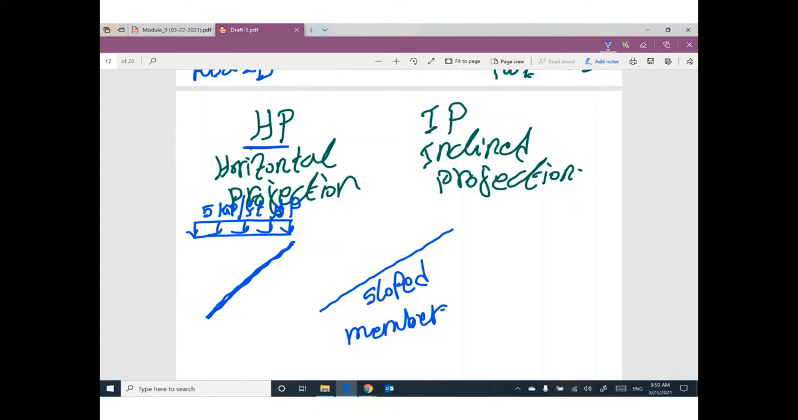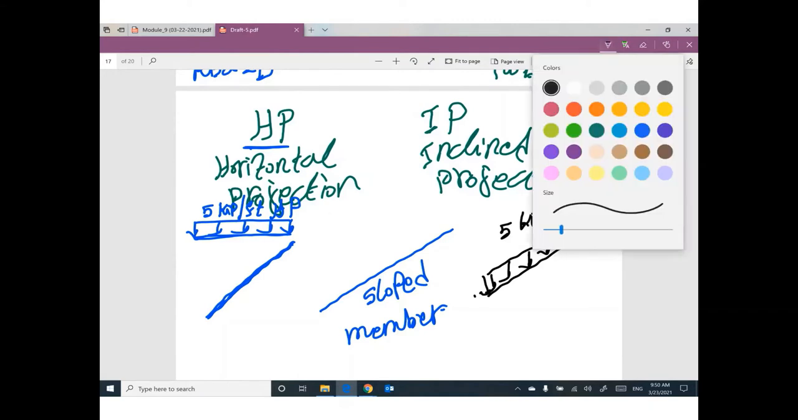No, the meaning of this position of the distributed load, this distributed load is applied to the member, believe me, but it's called horizontal projection. I will explain what is the meaning. Inclined projection means the applied load looks like this. I will say 5 kip per foot without saying anything.